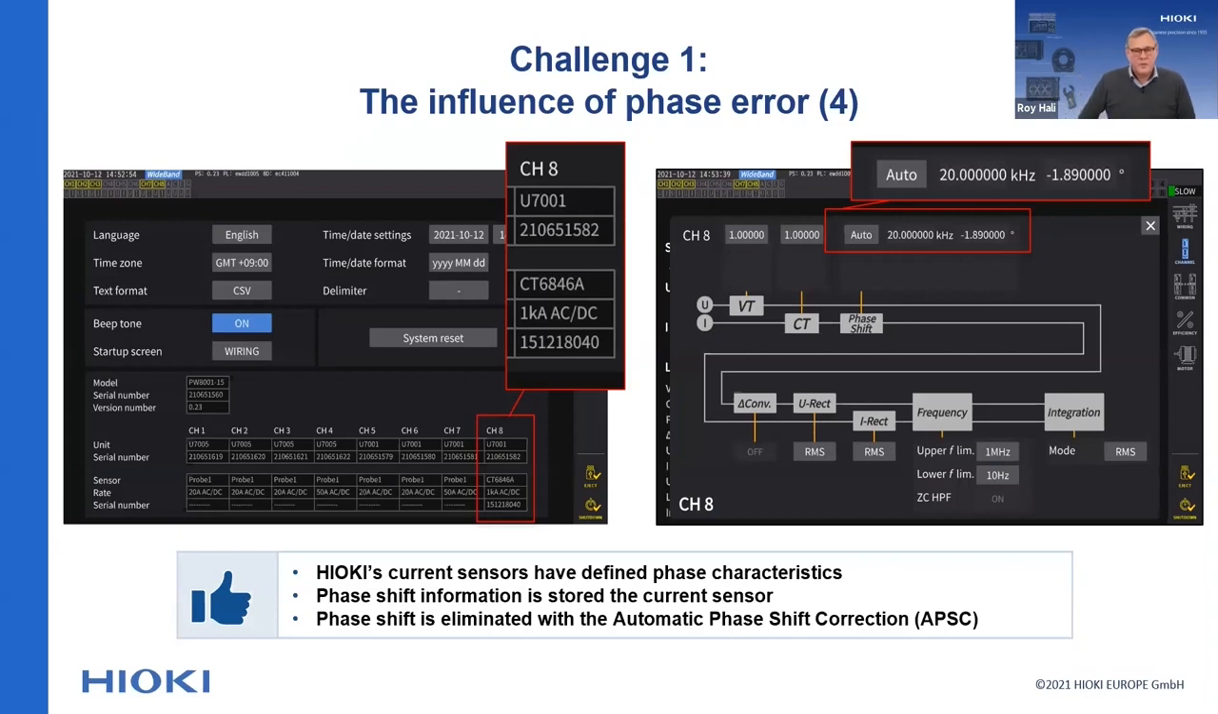Here you see two screenshots where it's clear that the CT6846A current sensor has been connected to channel 8 and that the phase shift correction data is automatically set to compensate for the phase error over the full frequency band of the measurement. In other words, you don't have to worry about phase errors anymore. We call this automatic phase shift correction, APSC, and it is a plug-and-play solution unique for the market today.